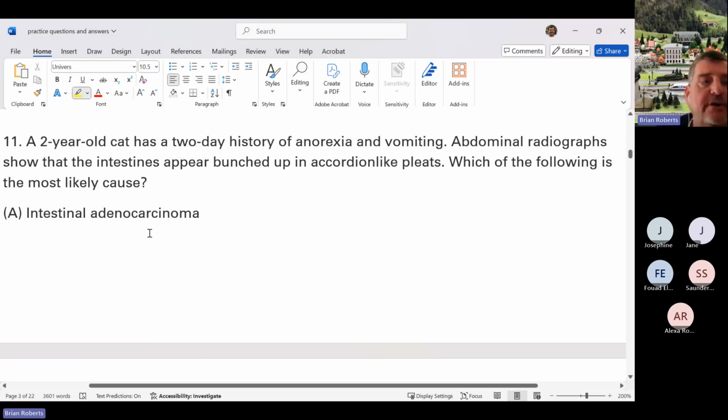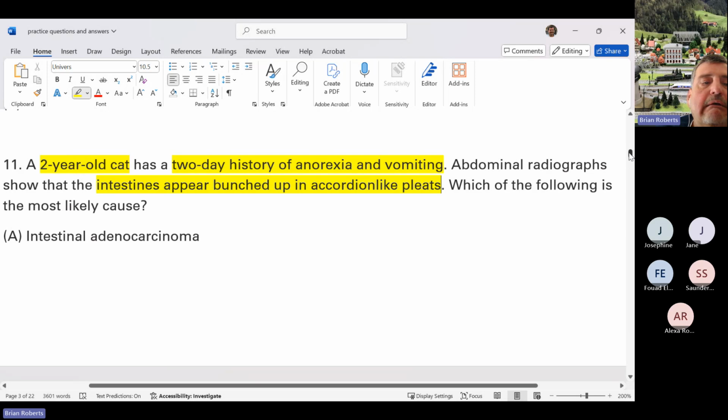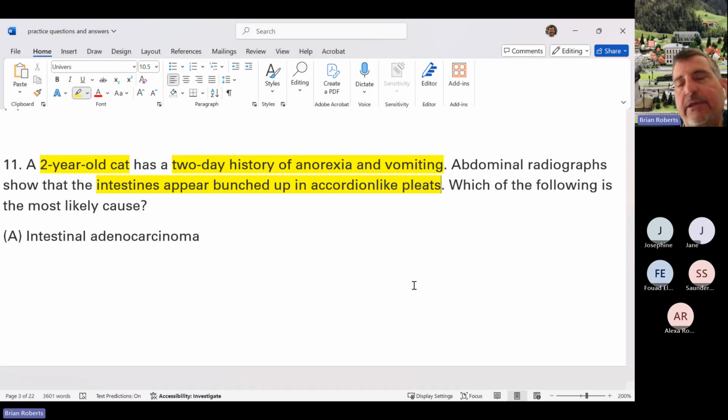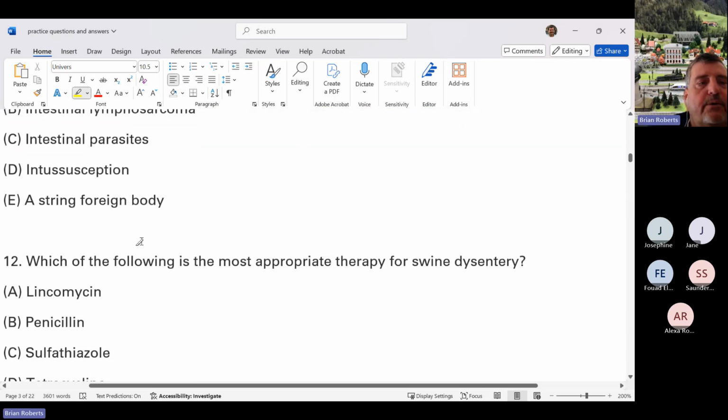All right, number 11. We have a 2-year-old cat. 2-day history of anorexia and vomiting. Intestines are bunched up. What's the most likely cause? Even without looking at any more of the options, we have a vomiting cat. It has plication of the small intestine on an X-ray. What's your number one rule out? Linear foreign body. Linear foreign body, perfect. Yep, so it would be E.